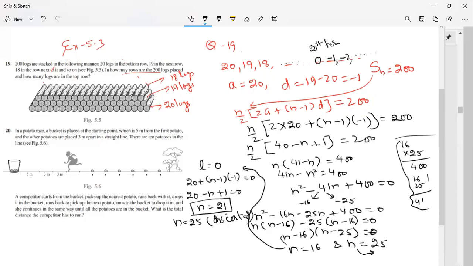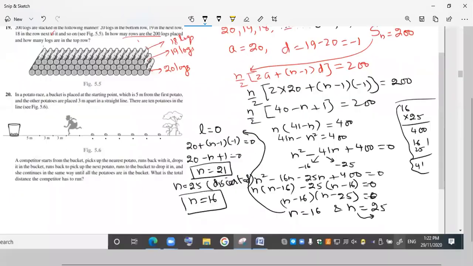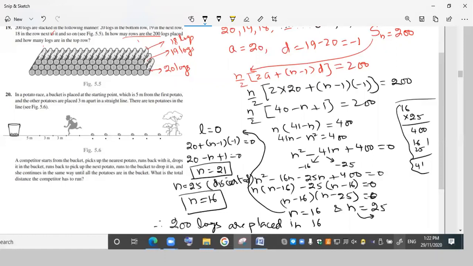So we will take only n is equal to 16 as the answer. After the 16th term, that means in the 16th row, we can place 200 logs in 16 rows. So we get the answer: 200 logs. One thing we got, another thing also we have to find. Therefore, 200 logs are placed in 16 rows.